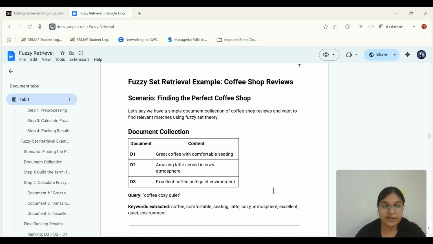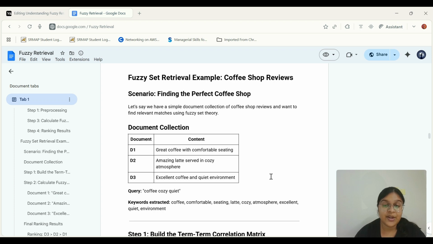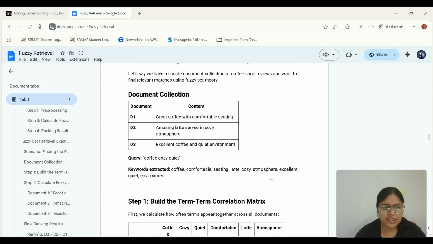So, with this, we take one example for coffee shop reviews. So, we have three documents: D1 great coffee with comfortable sitting, D2 amazing latte served in cozy atmosphere, and D3 excellent coffee and quiet environment. So, cozy coffee quiet is our query. So, we first extract the keywords which can be taken. So, coffee, comfortable sitting, latte, cozy, atmosphere, excellent, quiet environment. These are the keywords extracted.